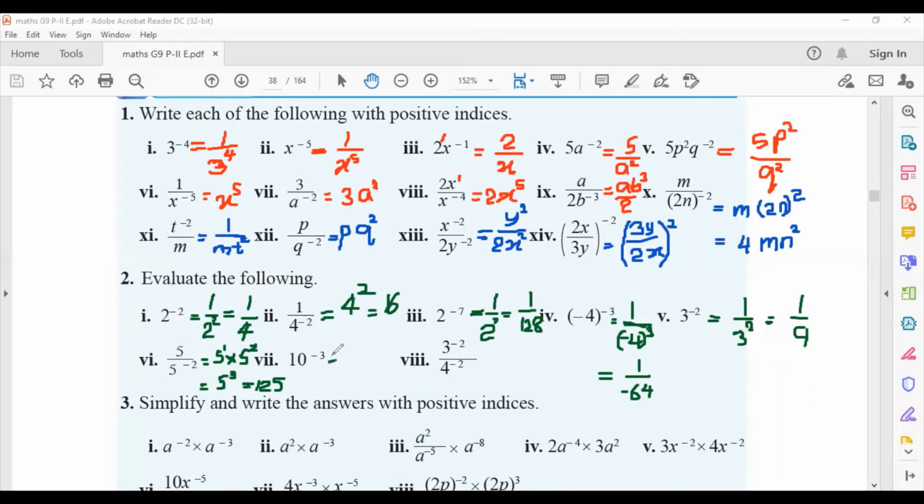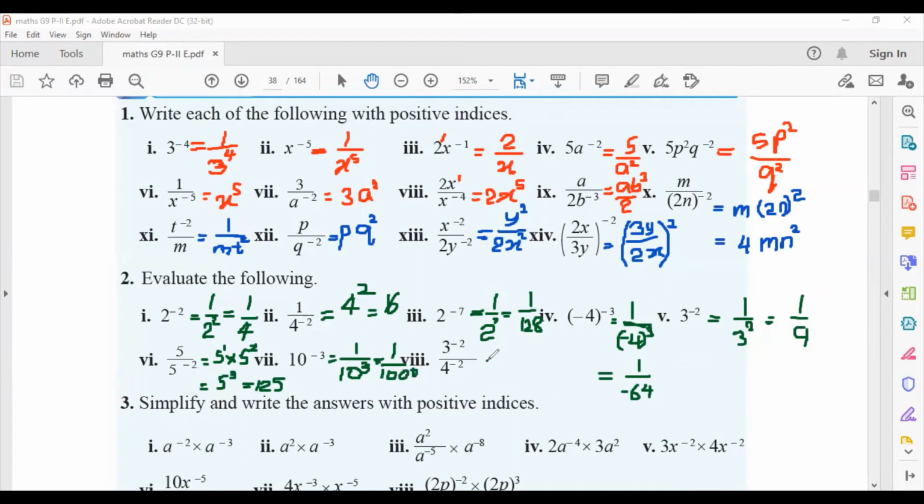Let's do this seventh question. It should be 1 upon 10 to the power 3. 1 upon 10 to the power 3 is equal to 1 upon, 10 to the power 3 is 1000. 1 upon 1000.